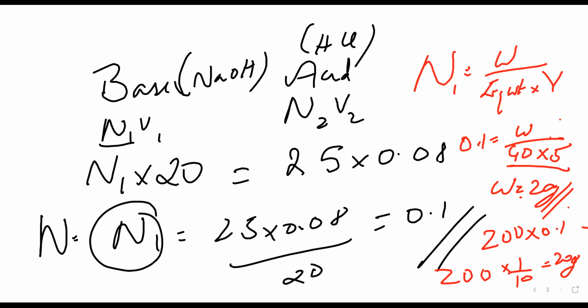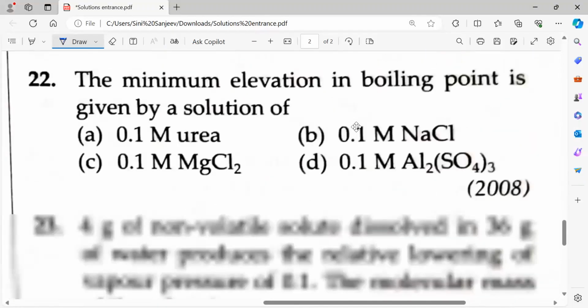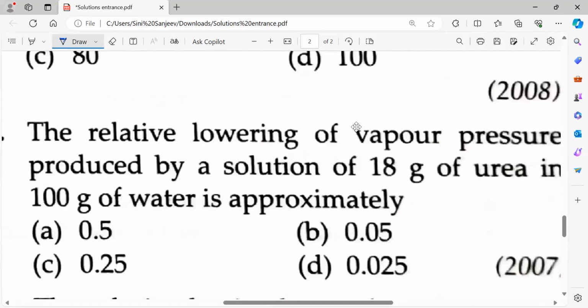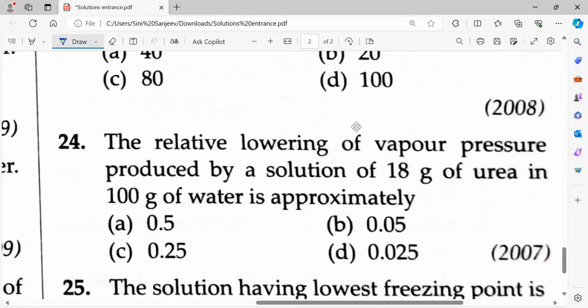Okay, so let's see the next question. I think you have to do one question, and for that I'll be giving it to you now. The 24th question. This I think you can do, and let me know the answer. If you can't do it, please message in chat. If you need my help, then I'll do it for you.